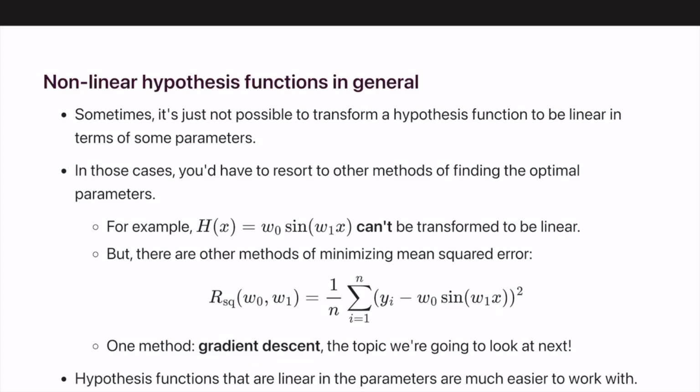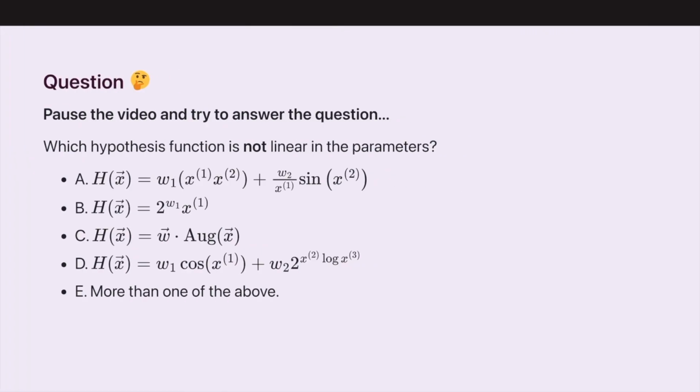But that's where we're going, because we have three cases. They're already linear combinations. Boom, we're good to go. They're not linear combinations, but we can do a transformation to put them into a linear combination pattern. Boom, we're good to go. Or nonlinear hypothesis functions that just cannot be transformed, in which case it's a no-go. We have to use something like gradient descent, which we'll talk about next. But why don't you go ahead and try to answer this question. Which hypothesis function is not linear in the parameters?